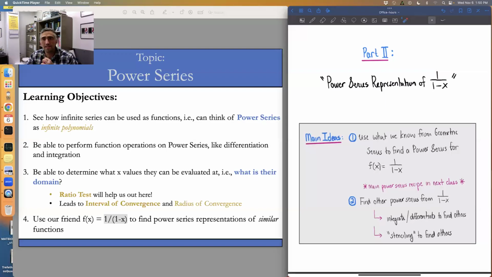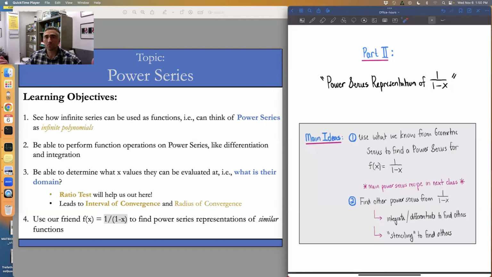All right, everyone. So in the second half of today's class, we really talked about a power series representation of a specific function. We really tried to find how we could represent the following function, 1 over 1 minus x, in a power series, or an infinitely long polynomial.